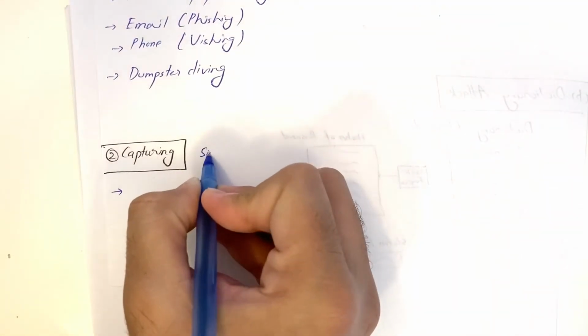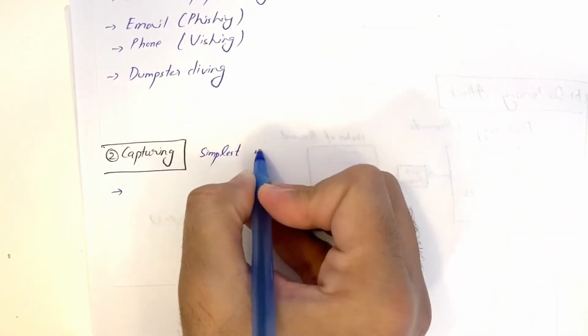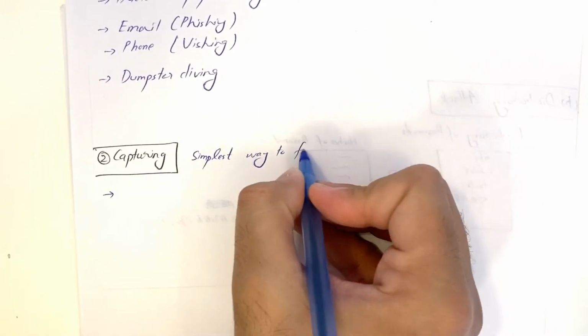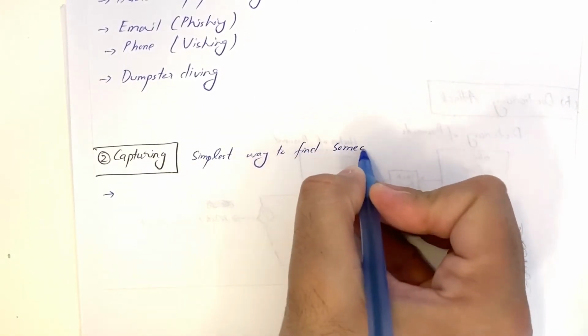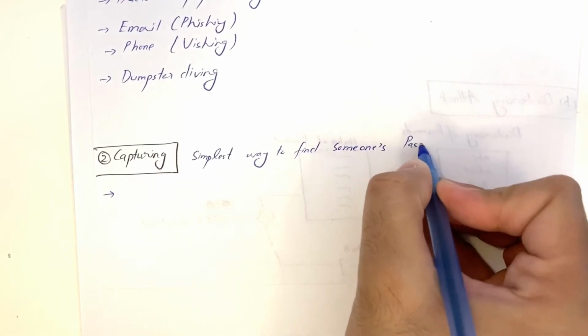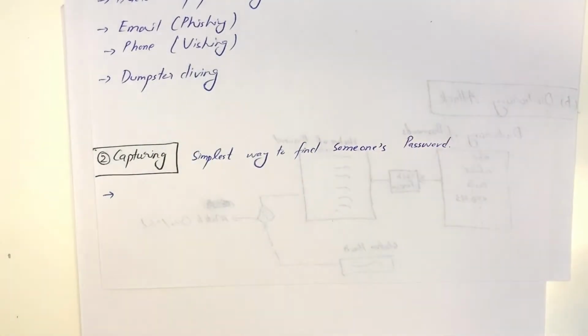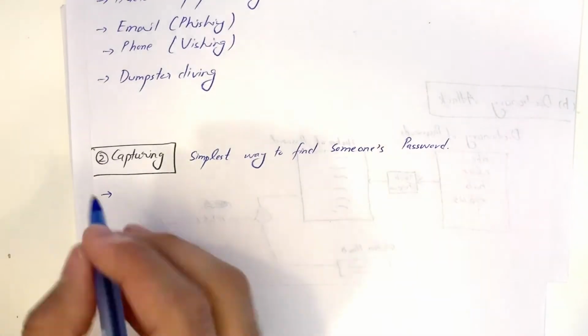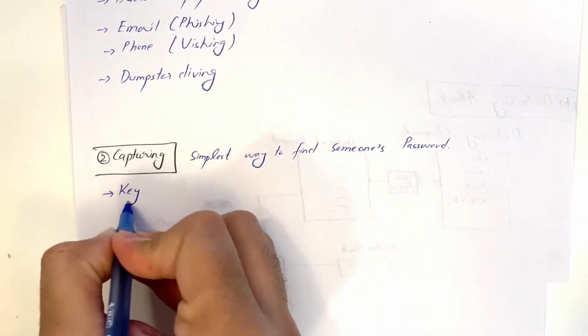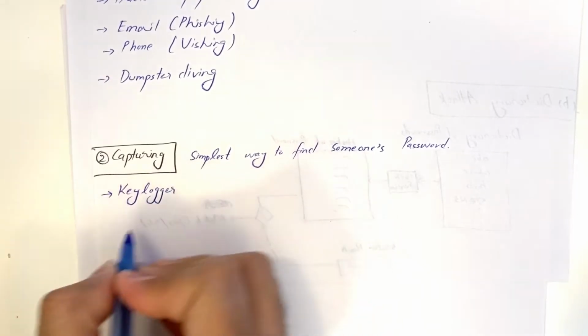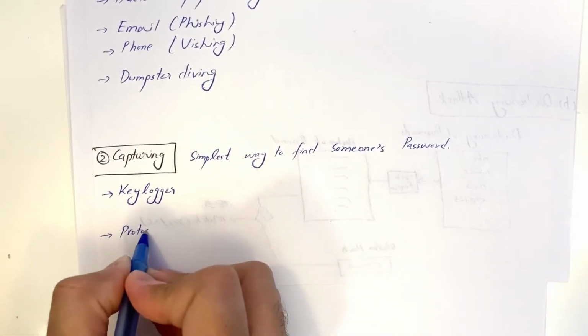Then capturing. It's the simplest way to find someone's password. You don't have to plan any kind of con, as in social engineering, and you don't even have to use password cracking tools. How can capturing be performed? People use keyloggers, or they use protocol analyzers, packet sniffers.